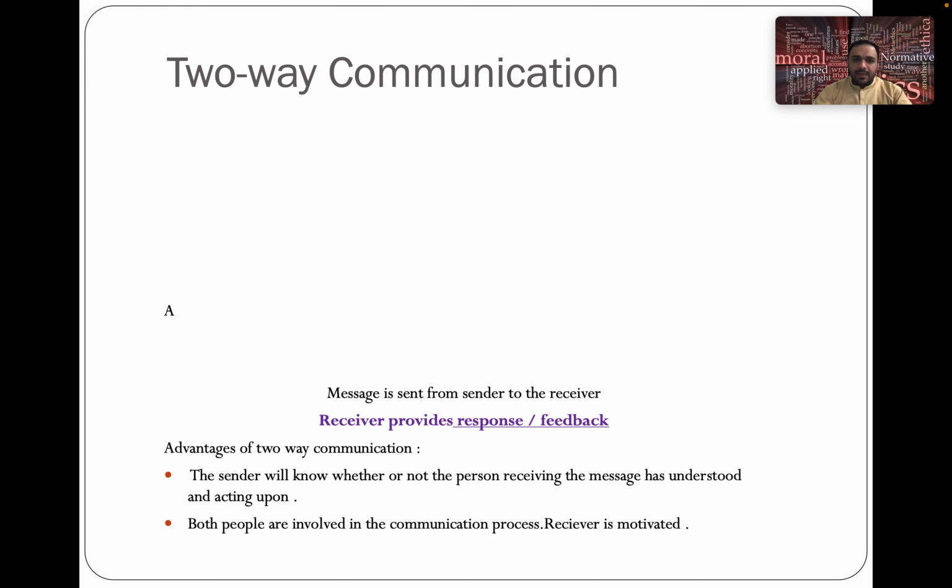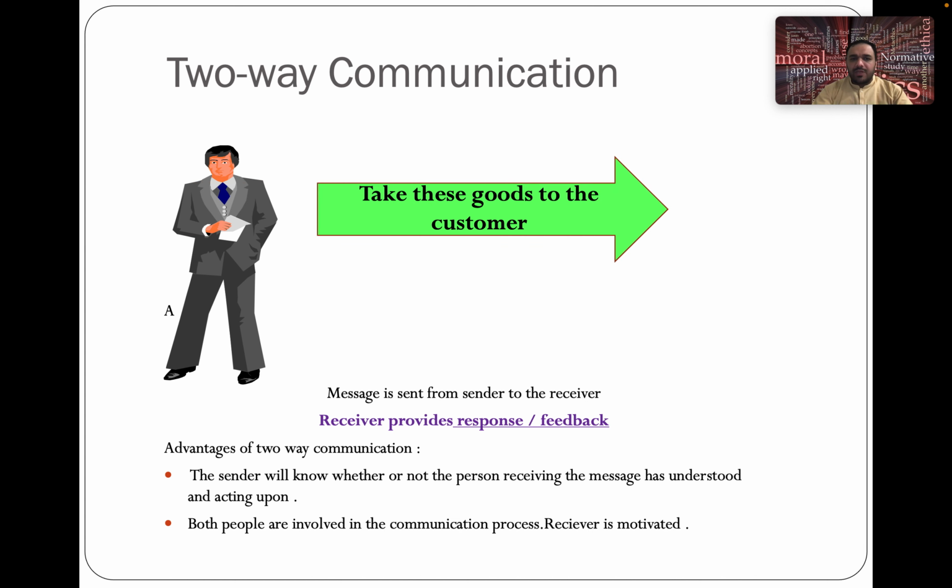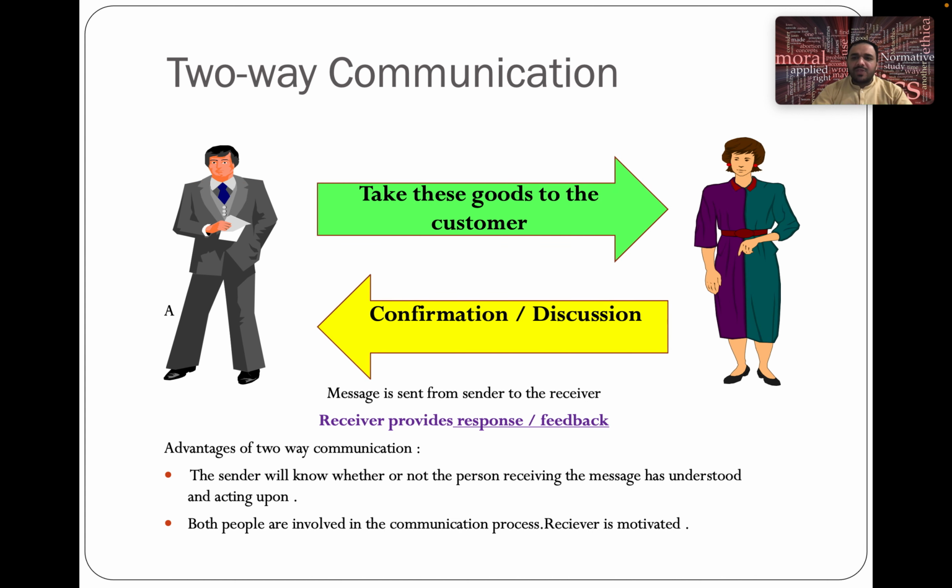Clear? Second is two-way communication. Here we can see the same thing, but now the receiver is giving a confirmation or discussing something about the message, that she has delivered the product, or she did not deliver the product to the customer, or anything she can say. But when she is providing any feedback, it is called two-way communication. The message is sent from the sender to the receiver. The receiver provides a response or feedback. It is called two-way communication.